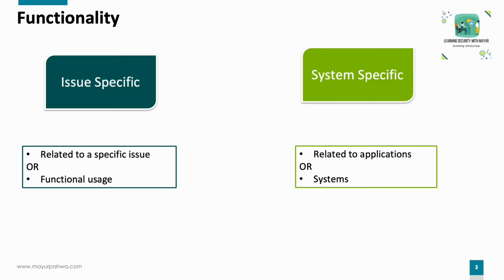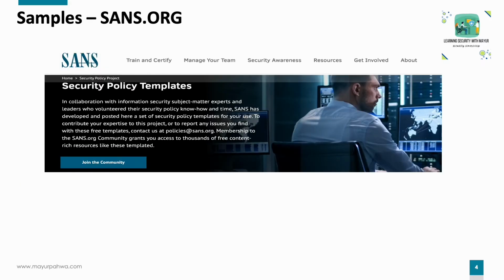System specific is one which is more related to systems or applications, etc. Say, for example, database credential generation policy, cloud server encryption policy, etc. Whatever be the type of policy, it should complement the overall security policy. It cannot make contradictory statements to the overall security policy.